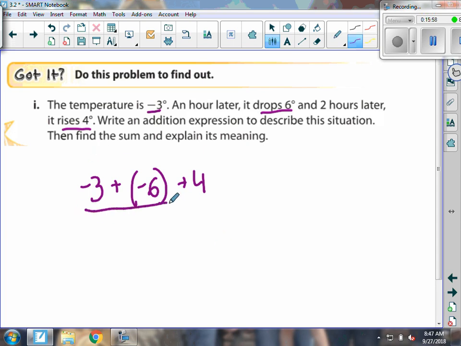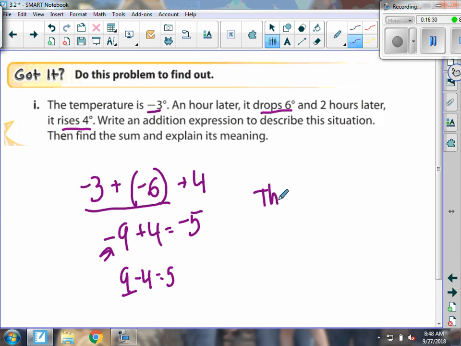So I'm going to add my like terms together. So negative plus a negative. So -3 plus -6, it's going to be -9 plus 4. So my signs are different, so I need to find the difference in the absolute values. 9 minus 4 is 5. My answer is going to be negative because 9 is larger and it was originally negative. So -5. So there's my answer, but what does it mean?